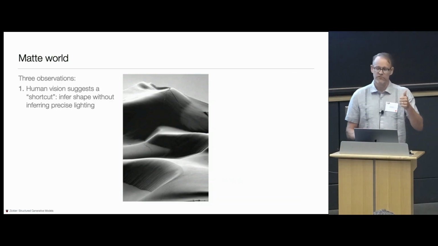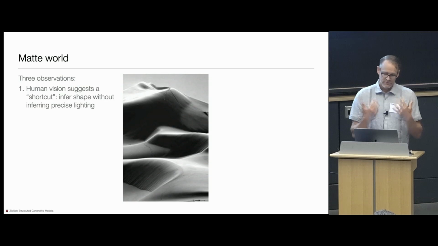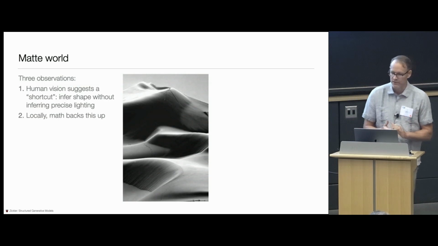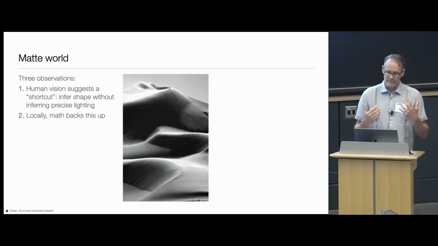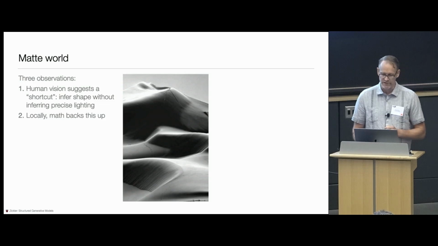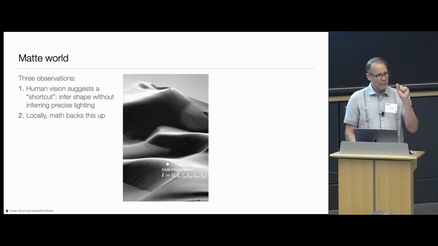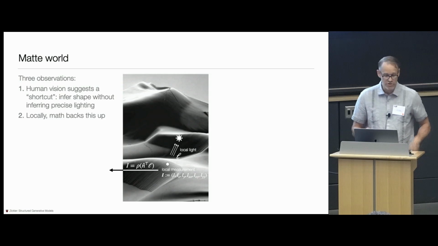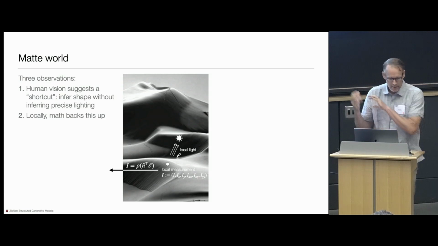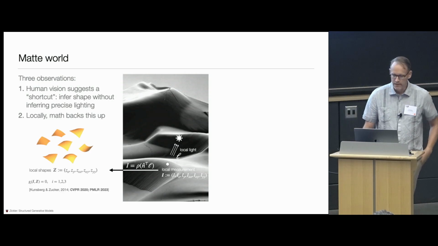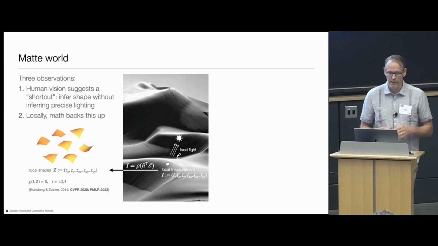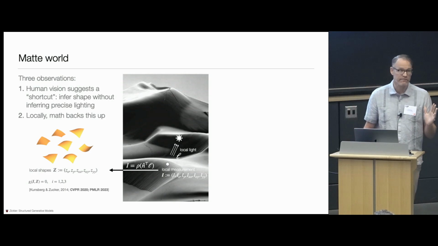So that gives us a first useful observation in this matte world, which is there seems to be some kind of computational shortcut that allows us to infer shape without inferring precise lighting. And the second observation is that, from previous work, we know there's some math to back up this observation of being able to get shape without precise lighting. If you just consider a single pixel in this image, and you take first and second derivatives of intensity there, and you choose any dominant local light direction that you want, and you run these through the classic Lambertian shading equation, one can derive a set of polynomials that heavily constrain the set of local quadratic shapes at that point. And then, importantly, these constraints are completely independent of the assumed local light direction.